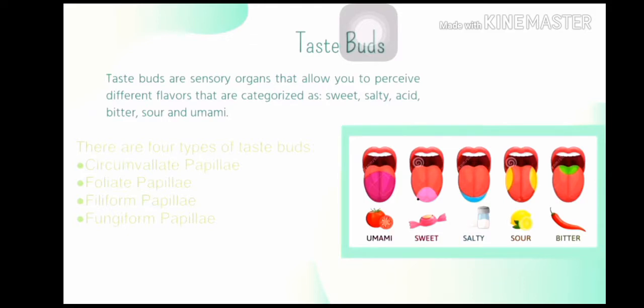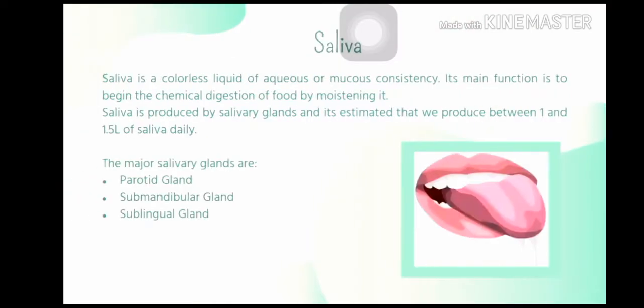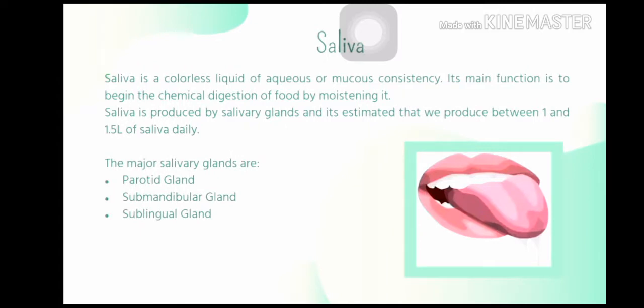Next, we have the saliva. This is a colorless liquid of aqueous or mucus consistency. Its main function is to begin the chemical digestion of food. Saliva is produced by the salivary glands, and it's estimated that we produce between 1 and 1.5 liters of saliva daily. The major salivary glands are the parotid gland. This one is located on the side of the jaw in front of the ear.